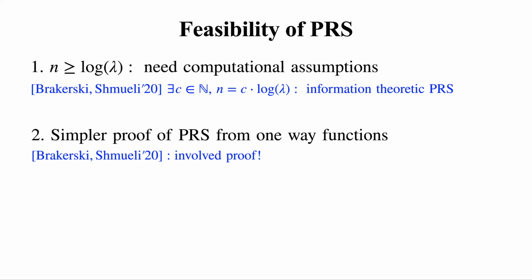So in some sense this makes our result tight. On a side note, we also come up with a different construction of PRFS from one-way functions. The construction is the same as what was considered in JLS and Brzezinski and Shmueli, except that our proof is significantly simpler.